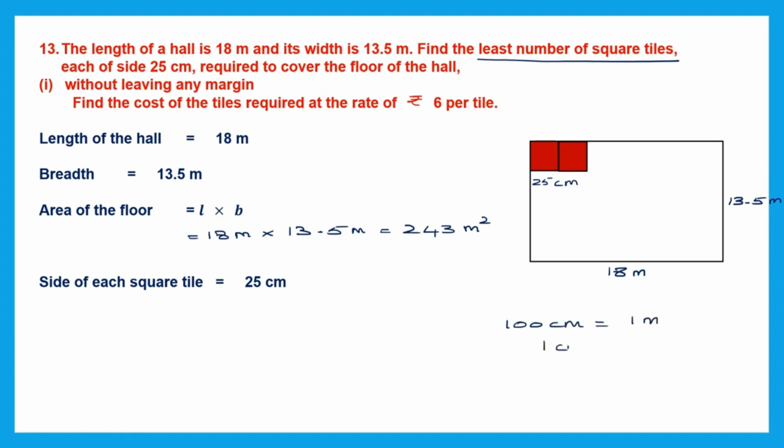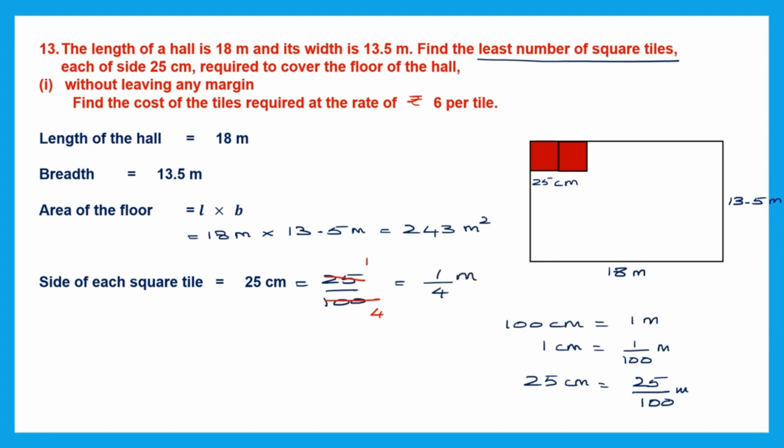So 1 centimeter will make 1 by 100th of a meter. Now here we are talking about 25 centimeters. So 25 centimeters will be 25 by 100 meters. So let's write it here. So this is 25 by 100. We can reduce this to the lowest form. So this becomes 1, and 25 into 4 is 100. So this is 1 by 4 meters.